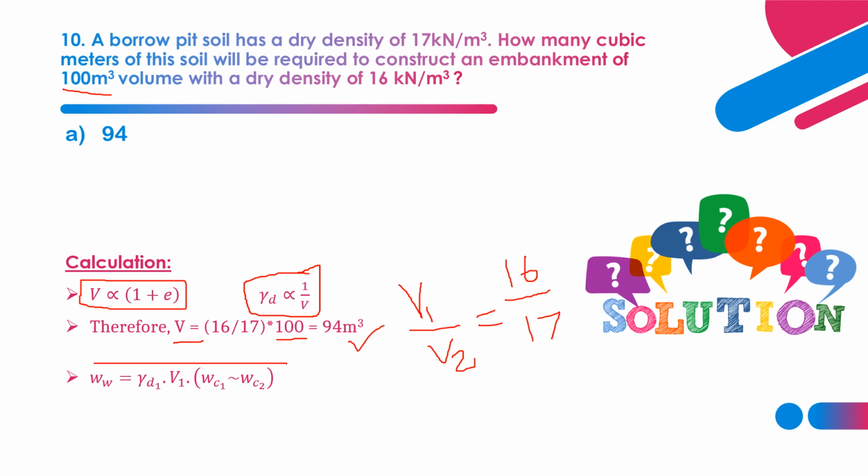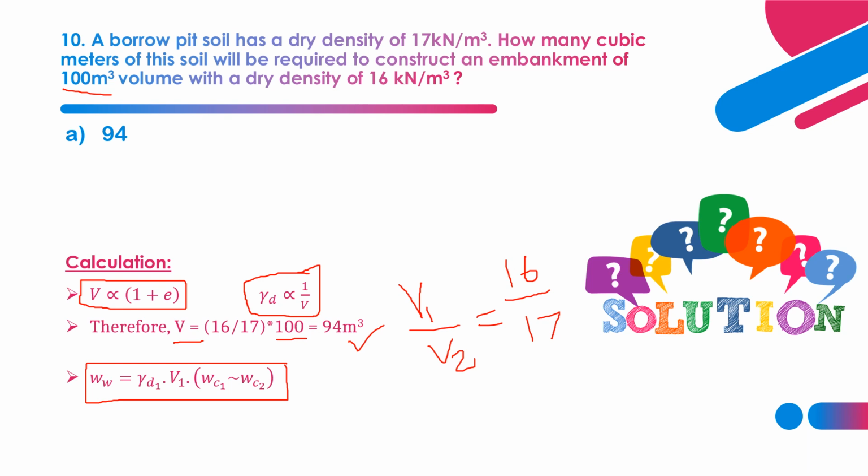And another important relation regarding borrow pit soil is Ww, that is W suffix w. It is the weight of water to be added in the embankment to achieve the given dry density. So how it is calculated? Ww is equal to gamma d1 into V1 into the difference between two water contents. What are the two water contents? In borrow pit, there will be one water content. In embankment, there will be another water content due to some compaction and remolding, etc. So the difference between water content is wc1 minus wc2.